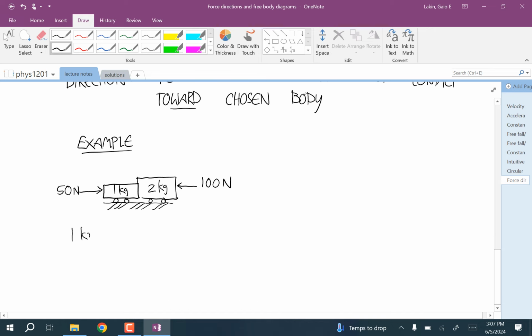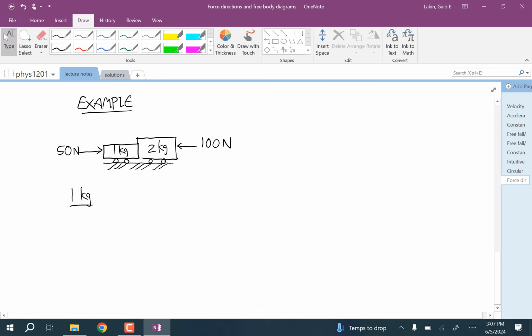For the 1 kilogram cart, what forces are acting? So I'm going to draw these as outlines. You don't have to do that, but I'm just doing this to make it clear. So, well, we have the weight force acting straight down. That's 1 times 9.8. Sorry, I'd leave the 1 out. So this is 9.8 newtons acting down.